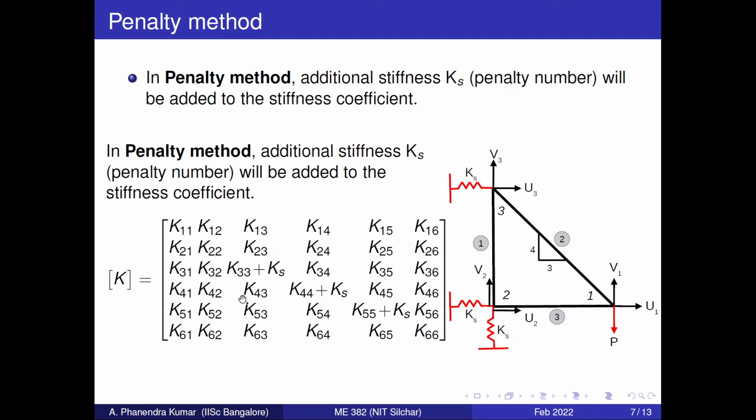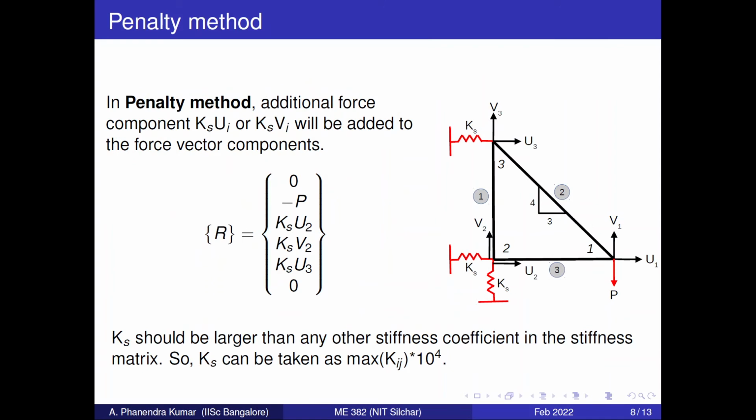Now we can use the Cramer's rule and find the degrees of freedom. Degrees of freedom will be K inverse into R. That gives the degrees of freedom. And once you know the degrees of freedom, you can substitute U2, V2 and U3 to obtain the reaction forces that will be developed at the supports. This is how the penalty method works.